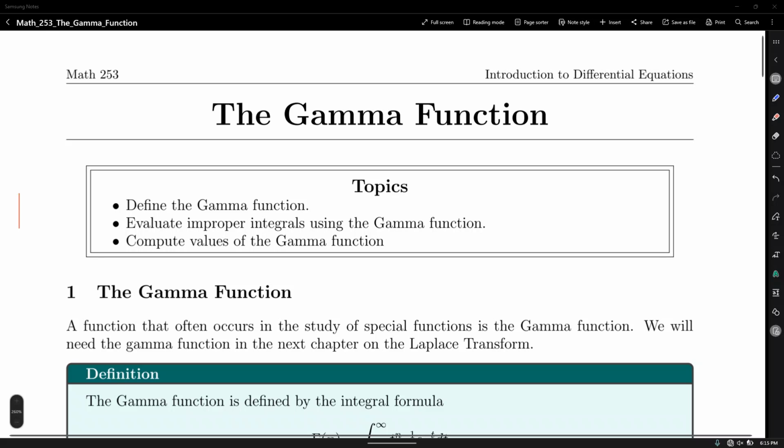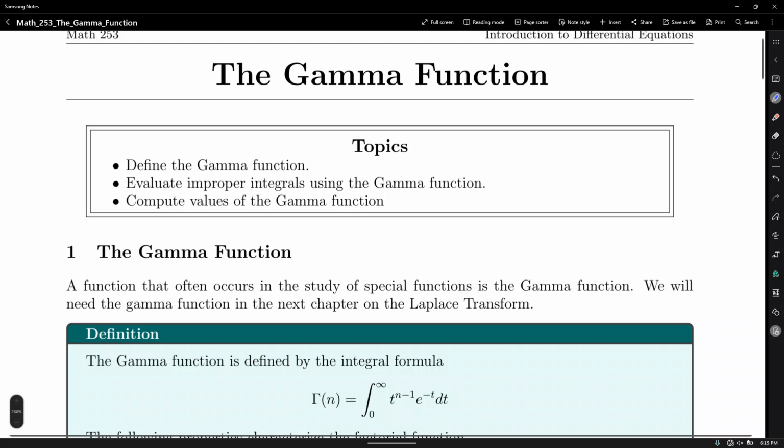So the gamma function, it's one of those chef's kiss in mathematics, because we're going to use it to define the Laplace transform and also to evaluate some improper integrals that otherwise would take forever to evaluate. Let's see how far we can get with this. Okay, so we're going to define the gamma function. We're going to evaluate the improper integrals and compare and compute values of the gamma function.